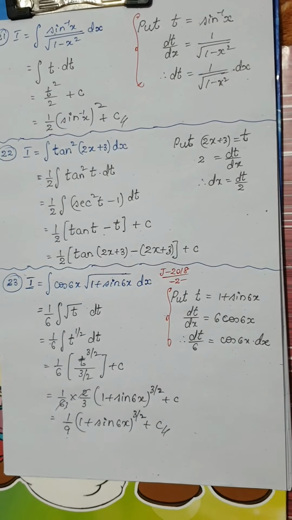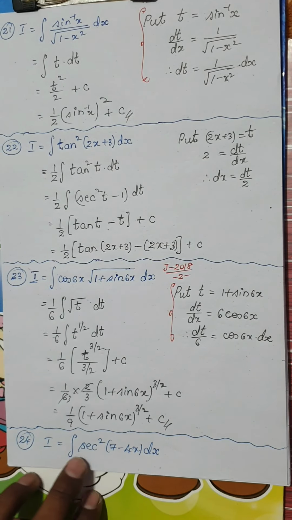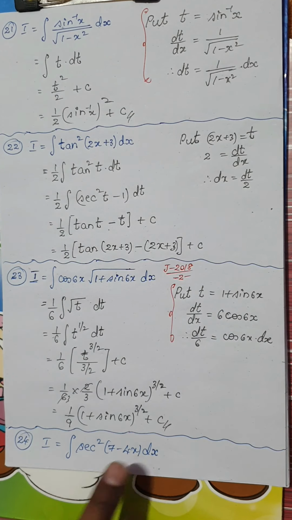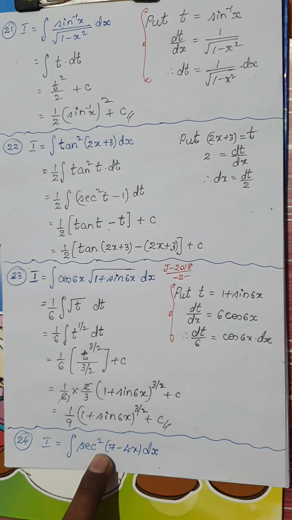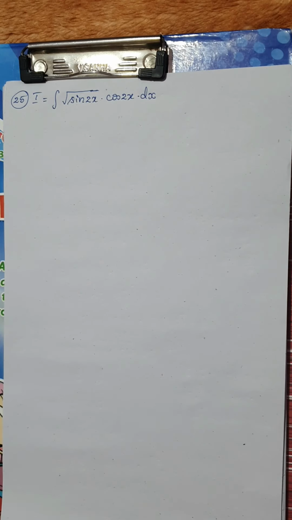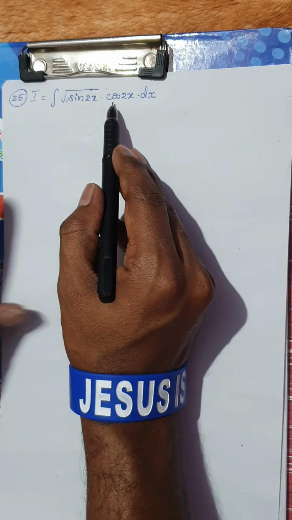Okay, right. Now the next question we have is I is equal to the integral of secant square of 7 minus 4x dx. Now students, though this question comes in this exercise, we have already solved this question in the 1 markers, because this question has been asked in the previous years for a 1 mark question. So this has already been solved in the previous session. So we are moving on to the next question.